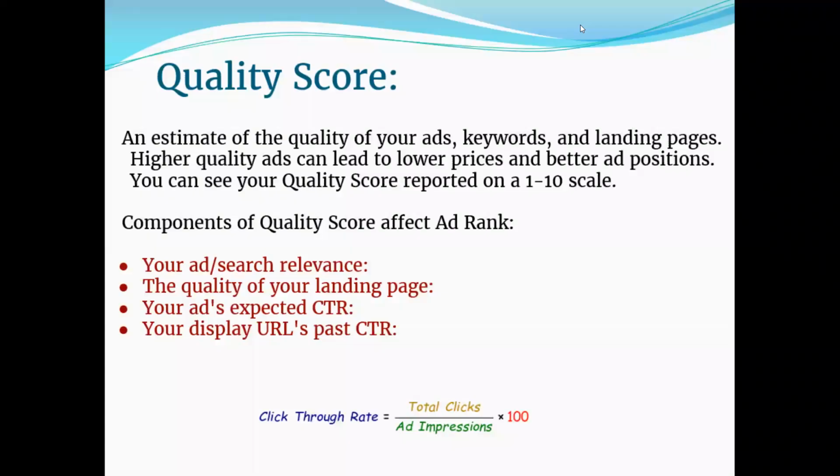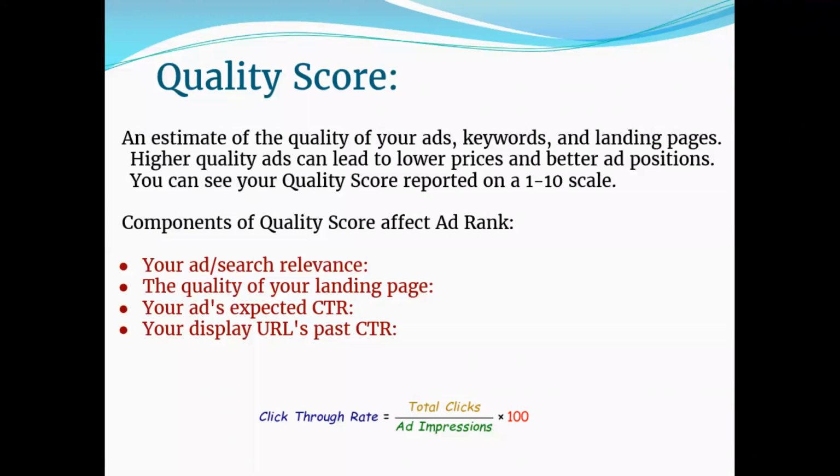So this is the quality score. How is the quality score generated for your ads? One is your ad search relevance, the first important point. Second is the quality of your landing page. Third is your ad's expected CTR. What is the CTR? Nothing but click through rate: clicks by impression into 100. Last one, your display URL past CTR, the previous CTR and the current display CTR.